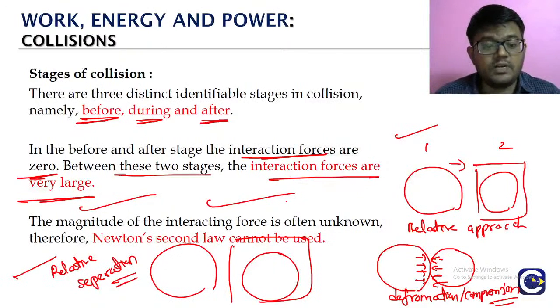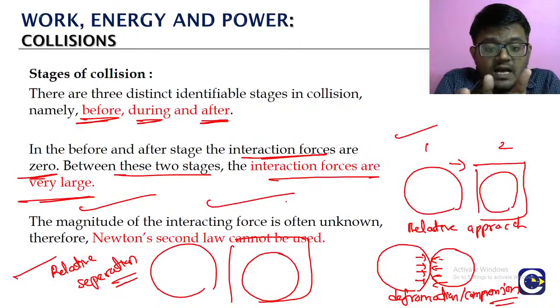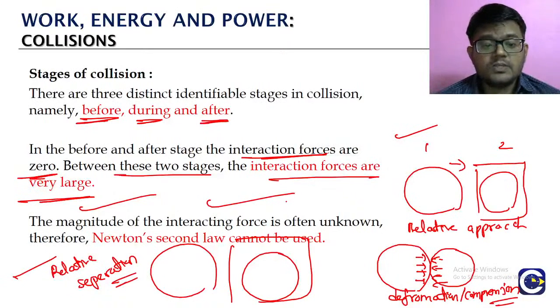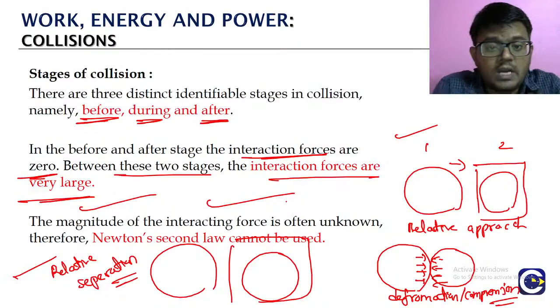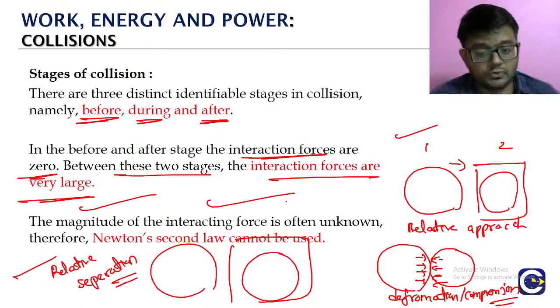Okay, so why are we not able to find it? Because the time of that collision will be a very small value. Because of that very small time interval, we will not be able to quantitatively find out the exact value of this interactive force.